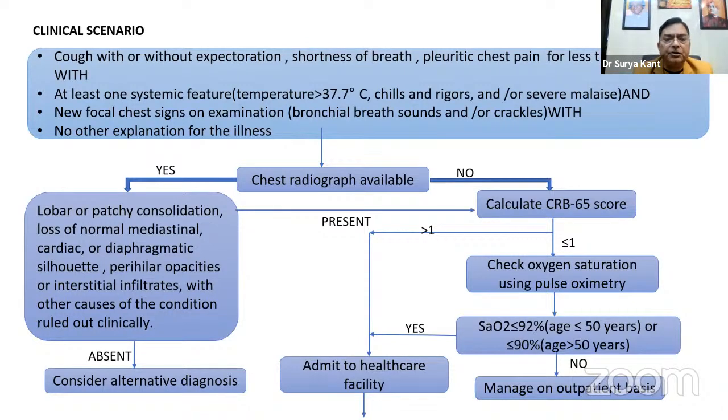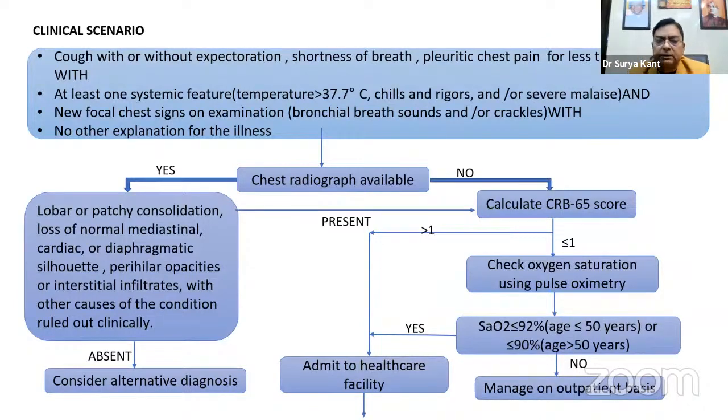at least one systemic feature is present: temperature more than 37.8 degrees Celsius, chills and rigors, and or severe malaise, and new focal chest signs on examination, bronchial breath sound and or crepitations, with no other explanation for this illness. Consider a chest radiograph. In the chest X-ray, if there is lobar or patchy consolidation, loss of normal mediastinal, cardiac or diaphragmatic silhouette sign, peripheral opacities or interstitial infiltrate with other causes ruled out clinically, if they are absent, then consider an alternative. If present, then consider pneumonia, typical or atypical.